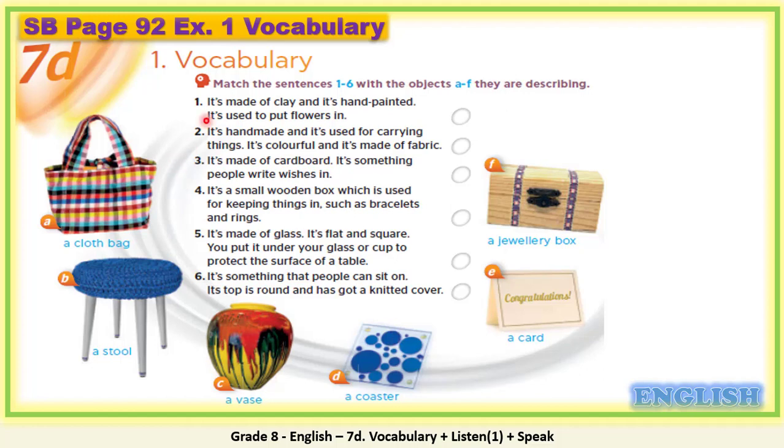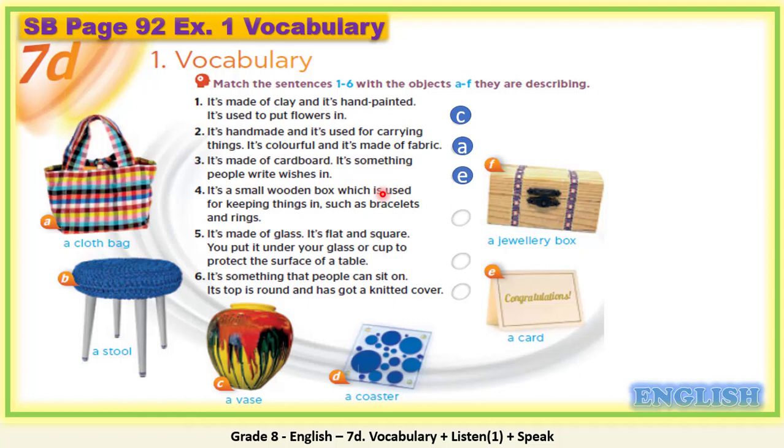Let's read the first sentence together. It's made of clay and it's hand painted. It's used to put flowers in. What is the right answer? Great. C, a vase. Number 2. It's handmade and it's used for carrying things. It's colorful and it's made of fabric. What is it? A cloth bag. Great. Number 3. It's made of cardboard. It's something people write wishes in. What is it? A card. Great. E.